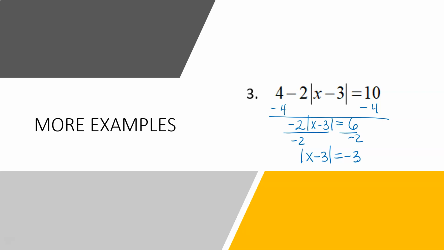All right, so if you get to this point and you have your absolute value bars isolated and they're equal to a negative number, if we go back to the very beginning, and by definition, the absolute value is always positive, right? So if you get this absolute value isolated and it's equal to a negative number, your answer is no solution, because there is no such thing as a negative absolute value. Absolute values are always positive.